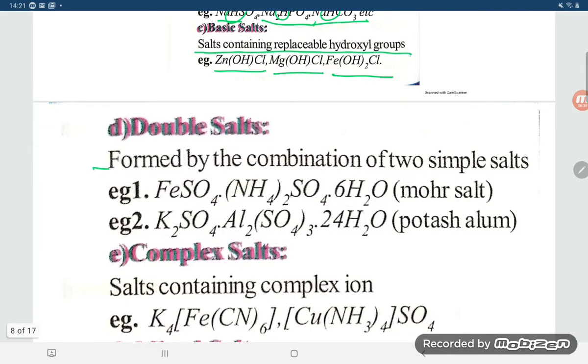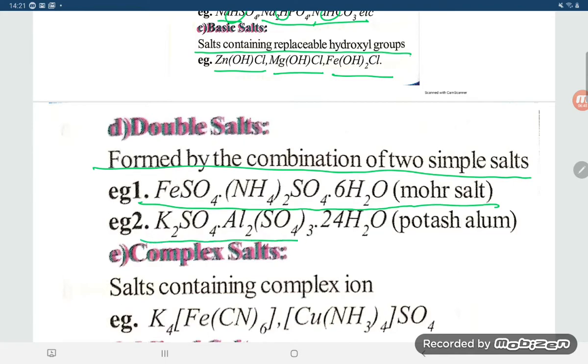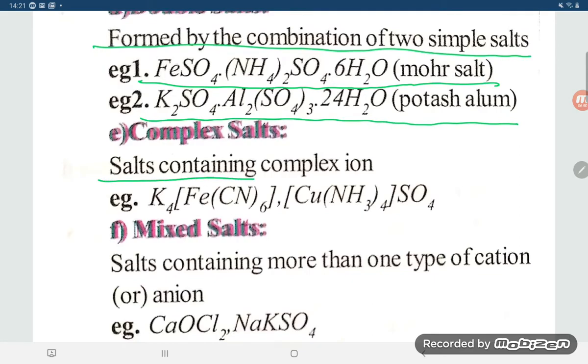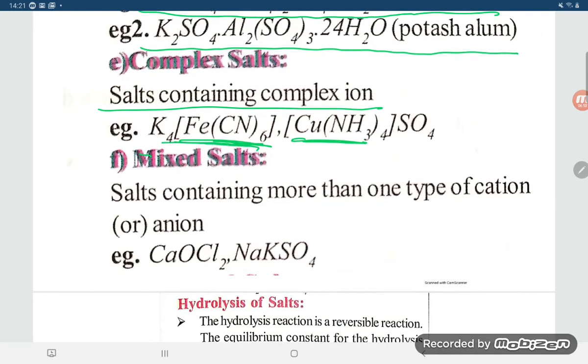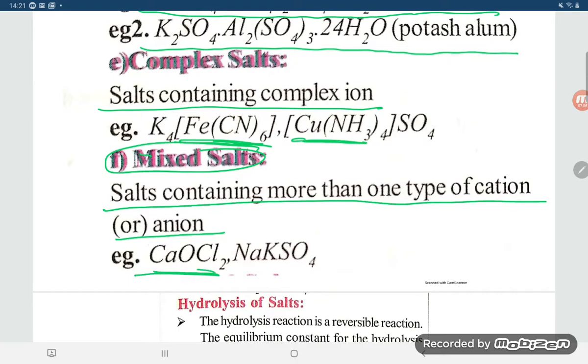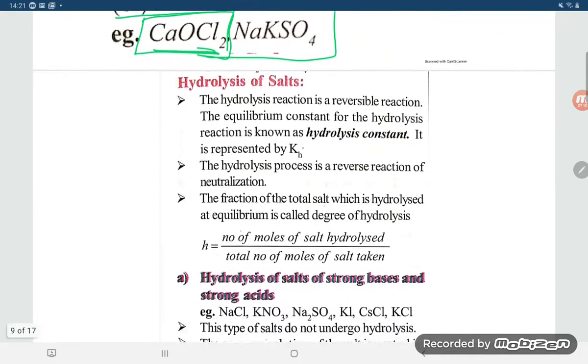Double salt is formed by the combination of two simple salts. Example: FeSO4.(NH4)2SO4.6H2O, Mohr salt. Potash alum: K2SO4.Al2(SO4)3.24H2O. So that is double salt. Complex salt: salt containing complex ion. So there Fe(CN)6 is a complex ion, Cu(NH3)4 is a complex ion. Mixed salt: salt containing more than one type of cation or anion is known as mixed salt, like CaOCl2, which has more than one type of cation and anion.